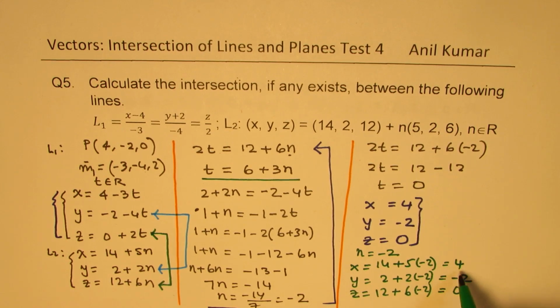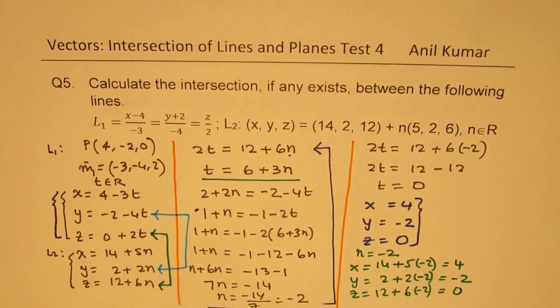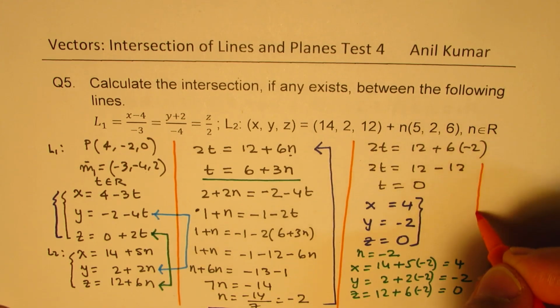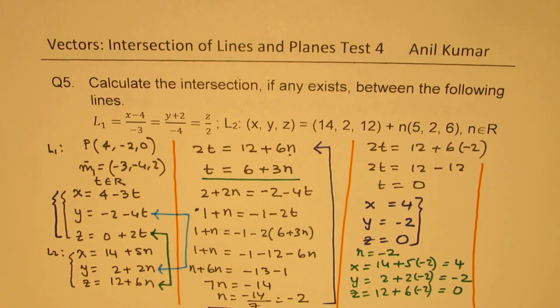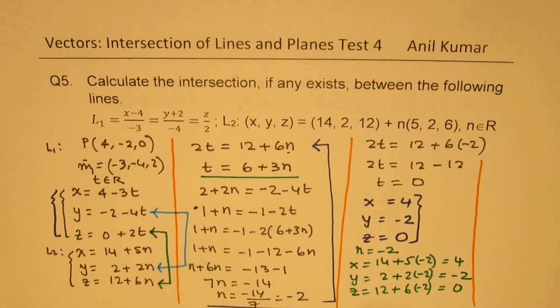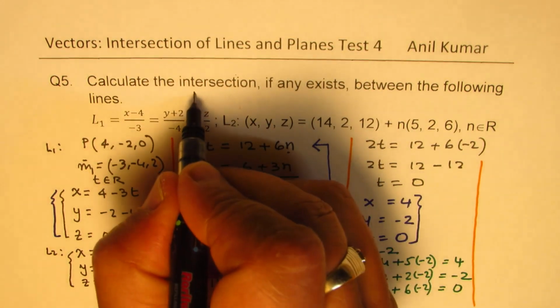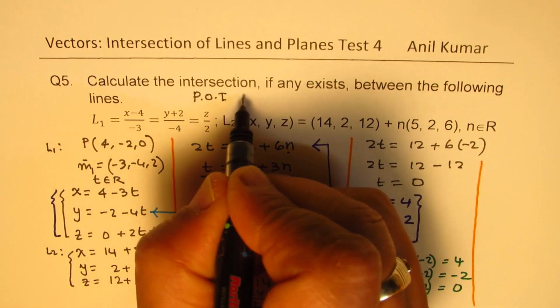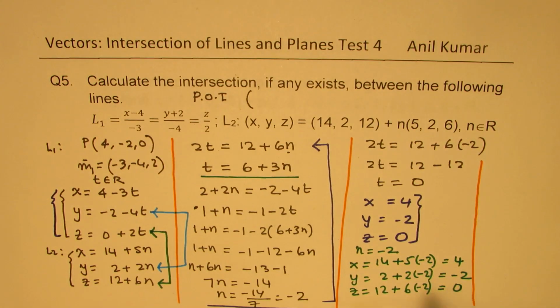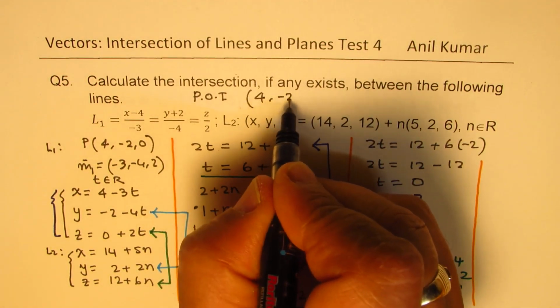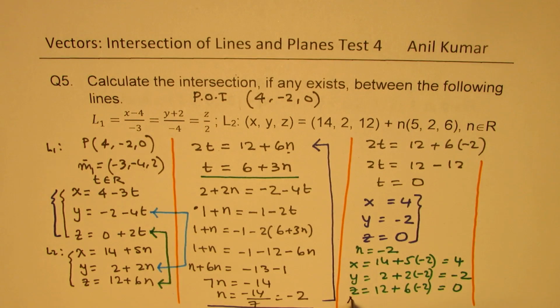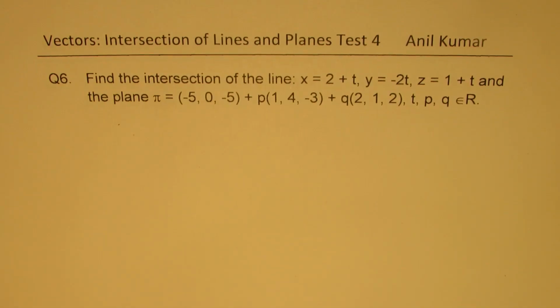So it confirms that both the points on the line are exactly the same, and therefore we do have a solution, correct? So we can now write down that the solution exists, right? And the point of intersection P in this case is (4, minus 2, 0). Correct? So that is our answer. So the answer is point P is (4, minus 2, 0). Is that clear?